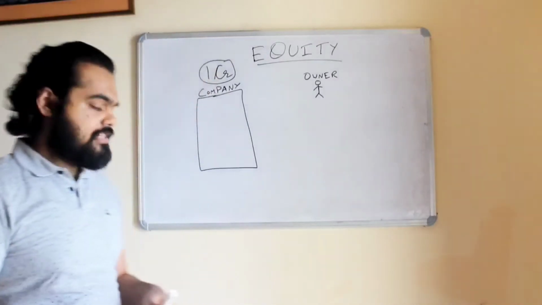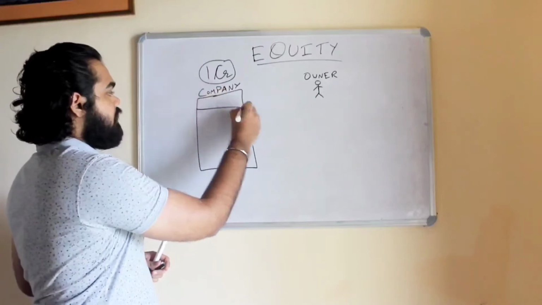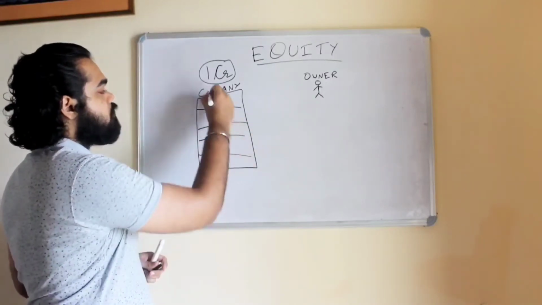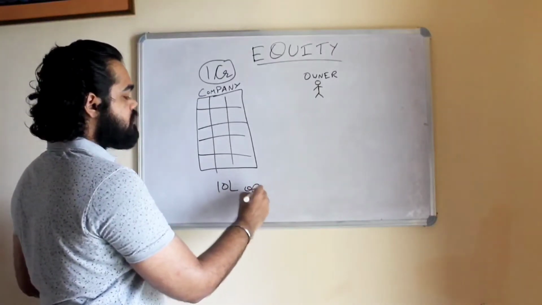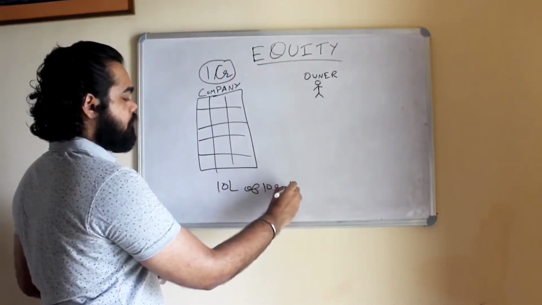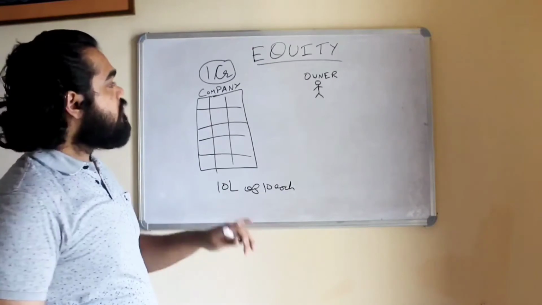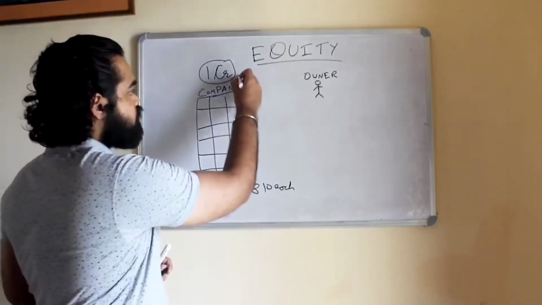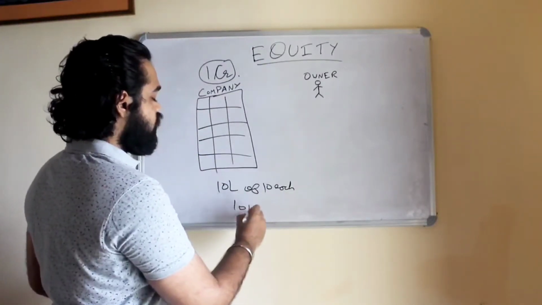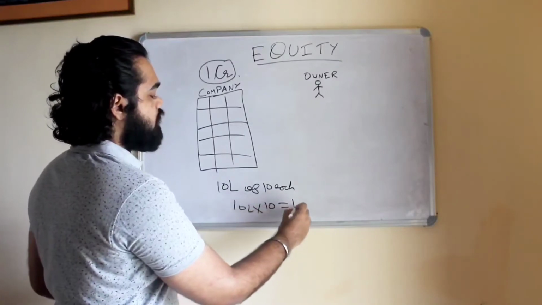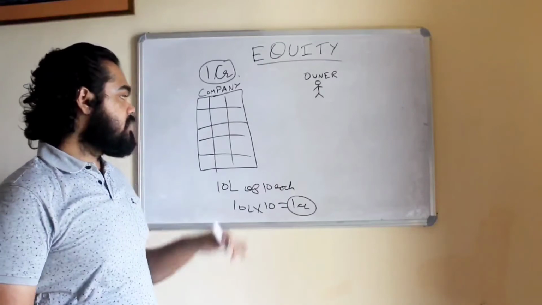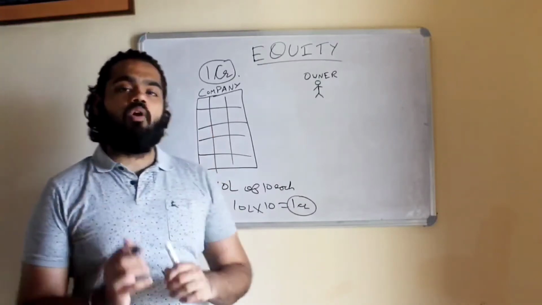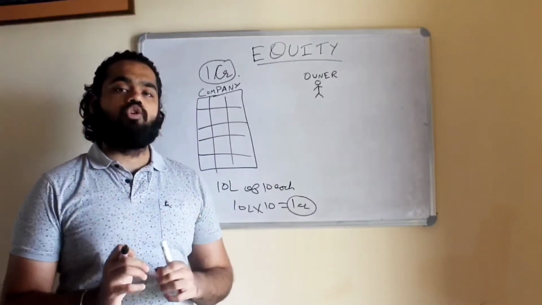Now instead, let's say that we divide the company into many small units, let's say 10 lakh units of rupees 10 each. Now, the total value of the company has not changed. It was 1 crore before and it is 1 crore now. 10 lakhs into 10 comes to 1 crore. So the total value is intact. But what changes is we have divided the company into a large number of small value units.